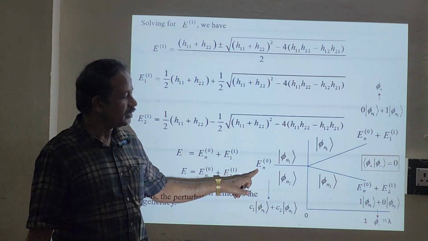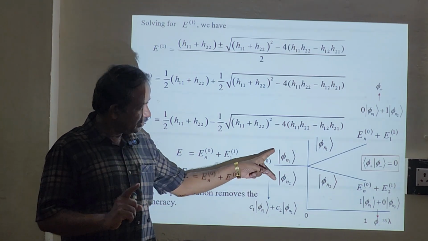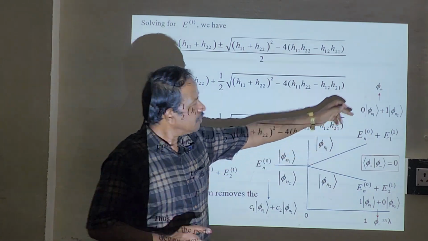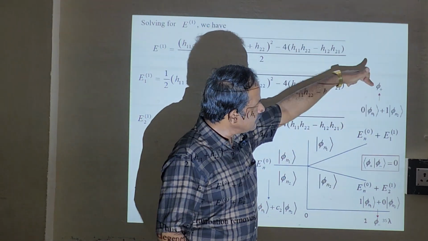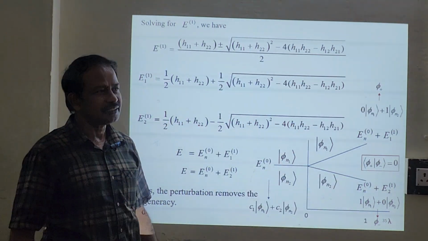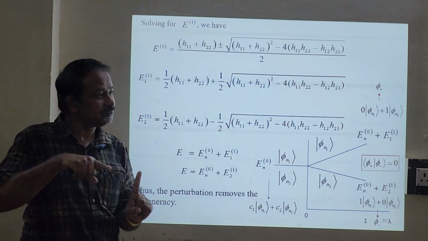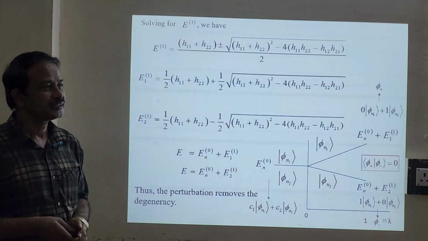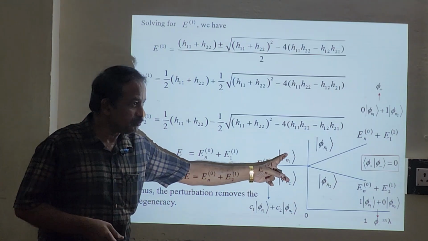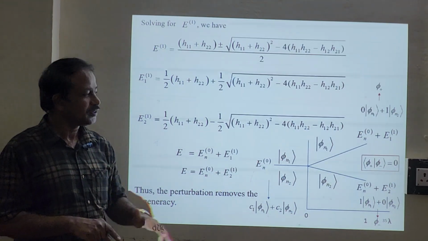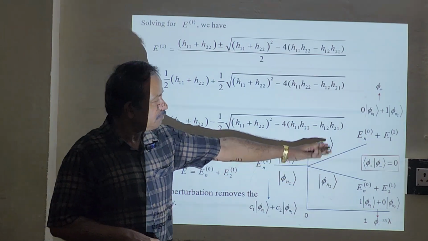I repeat, we have a single energy and two wave functions. After the perturbation, we have separated the energies, and this wave function stands for this energy, and this wave function stands for this energy. So for each wave function, we will have its own energy. So degeneracy is removed. Here there is a degeneracy: two wave functions, a single energy. Degeneracy exists. After the perturbation, we have removed everything.